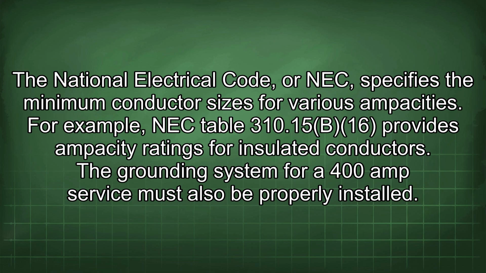The National Electrical Code, or NEC, specifies the minimum conductor sizes for various ampacities. For example, NEC Table 310.15(B)(16) provides ampacity ratings for insulated conductors. The grounding system for a 400 amp service must also be properly installed.